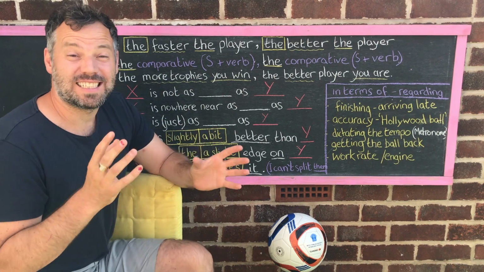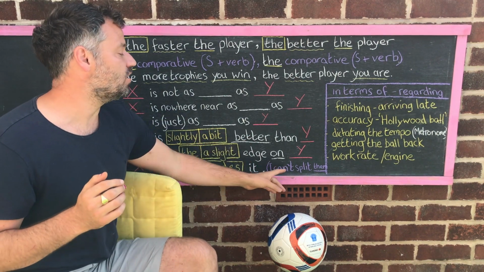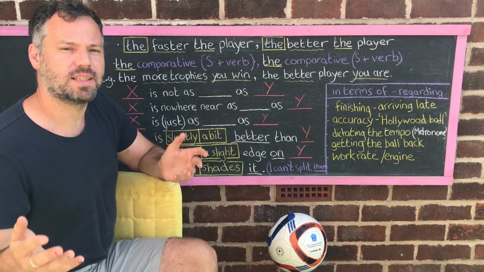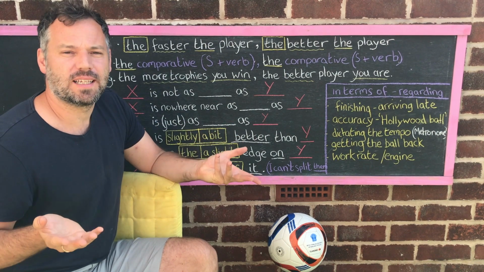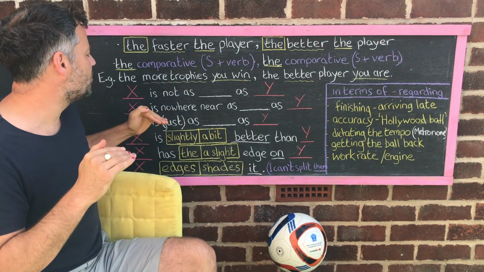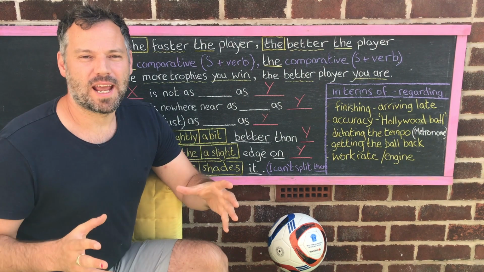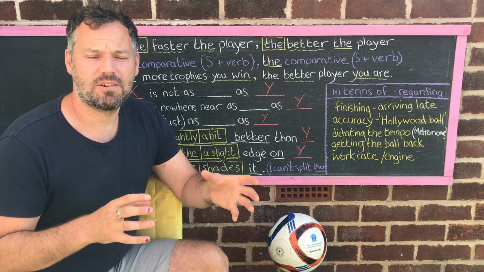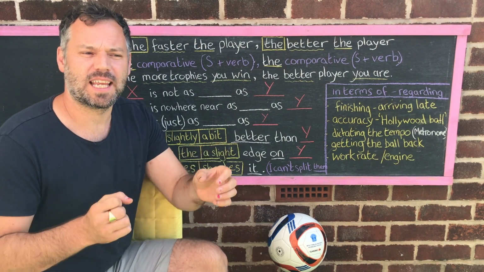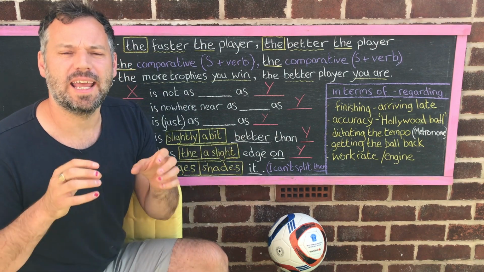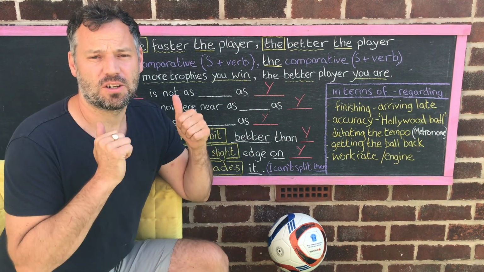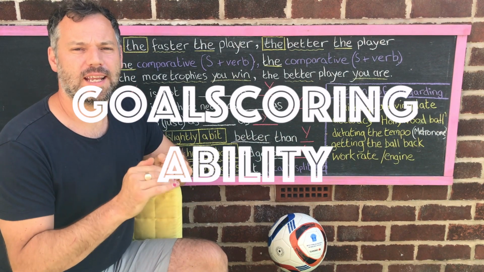And if you cannot decide, maybe you can say, I cannot split them. I can't split them. They're equally as good. They are the same. They are just as good as each other. Okay, I'm going to talk about 5 areas of a midfielder's game and give points to each player in each category. Number 1, goal scoring ability.